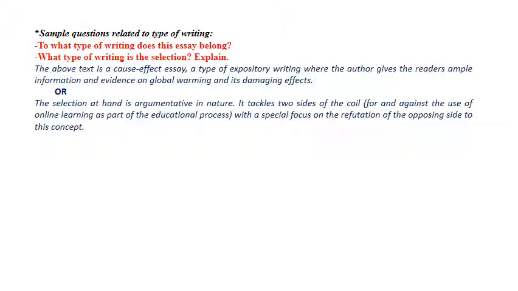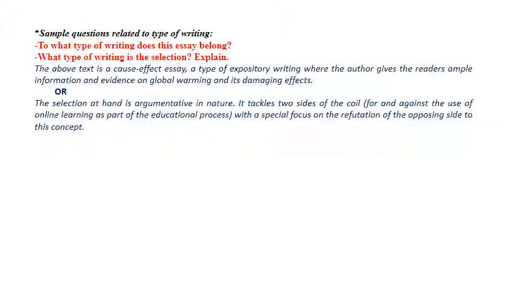Now, sample questions related to this type of writing. I would say, to what type of writing does this essay belong? Or what type of writing is the selection you just read? Explain. The above text is a cause-effect essay, a type of expository writing where the author gives the reader ample information and evidence on global warming and its damaging effects.